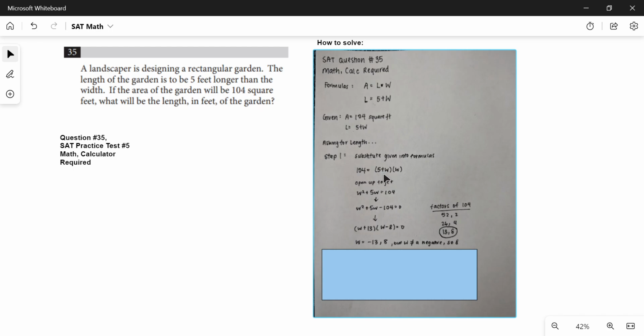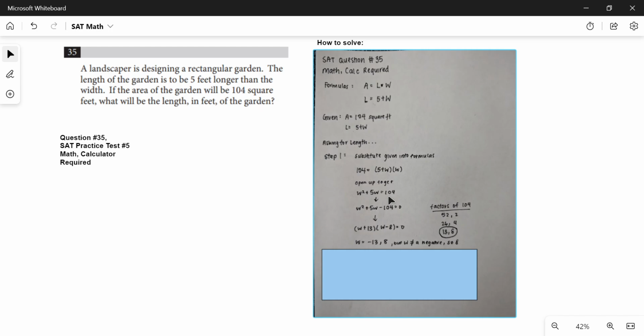So now you can open up this equation by multiplying it out. 5 times W is 5W, and W times W is W squared. And then you just have 104. So that gives you W squared plus 5W equals 104. Now we're obviously going to need to factor this. So let's make it a little bit easier for ourselves. Let's move 104 to the side where W squared and 5W are located to equate the equation to 0. So that gives you W squared plus 5W minus 104 equals 0.